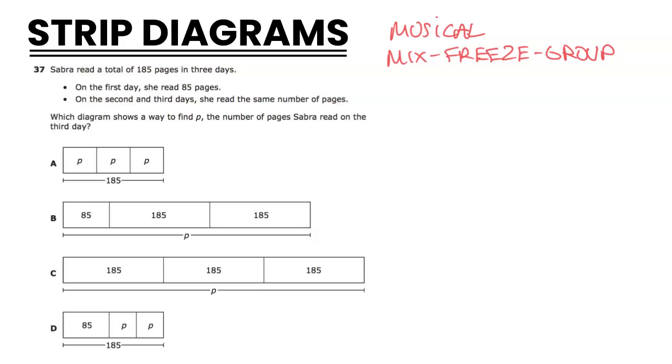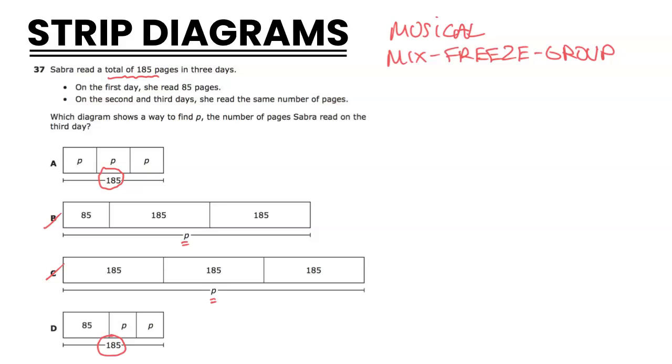As we look at this question, we see that Sabra read a total of 185 pages in 3 days. We see that all four answer choices have things broken up into groups of 3, so that's good, but only 2 of the answer choices have the total as being 185. Letter A and letter D. Letter B and C are looking for the total, and that's not what we're doing in this particular problem.